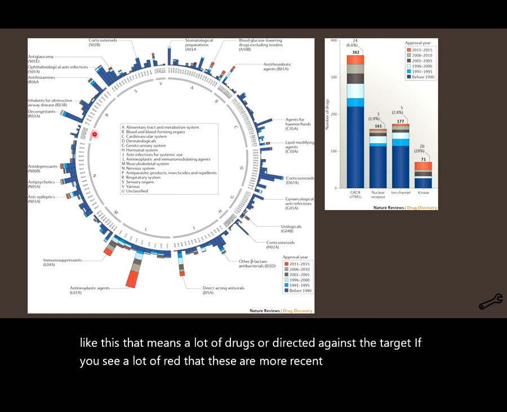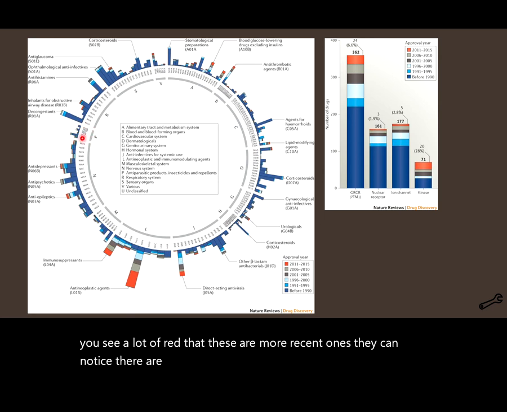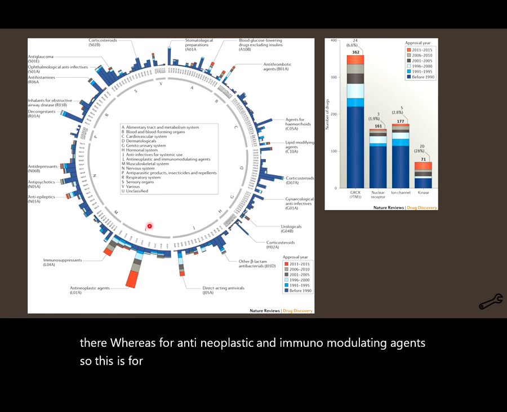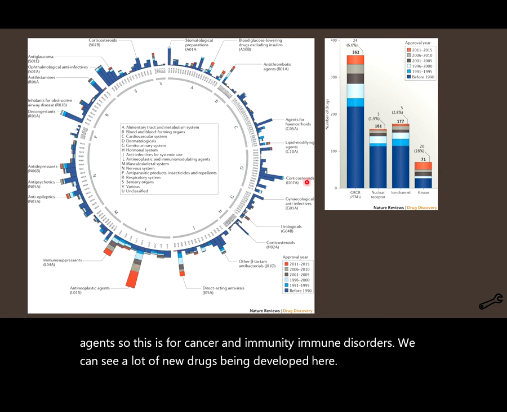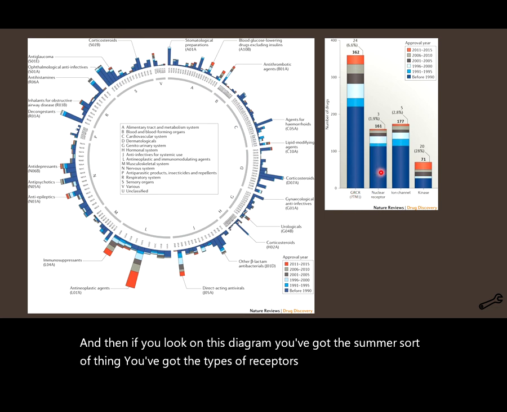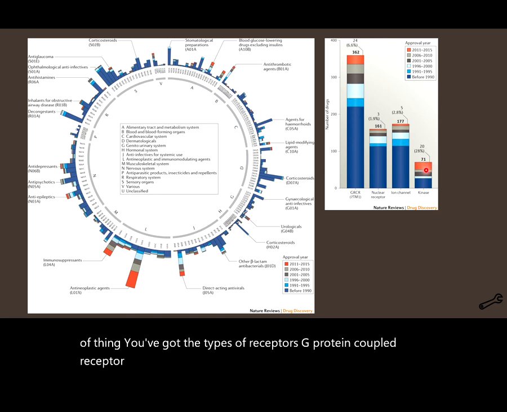Now you notice there are not many antiparasitics and not many new drugs there, whereas for anti-neoplastic and immunomodulating agents, so this is for cancer and immune disorders, we can see a lot of new drugs being developed here. And then if you look on this diagram, you've got a similar sort of thing. You've got the types of receptors: G protein coupled receptor, nuclear receptor, ion channel and kinase.